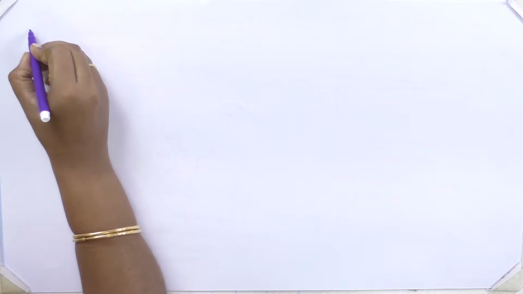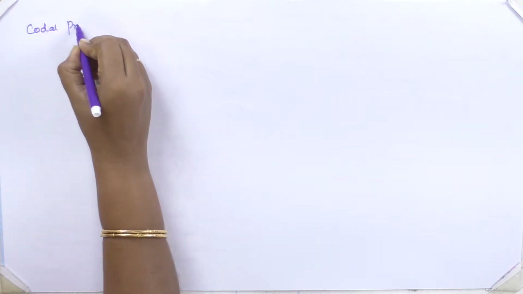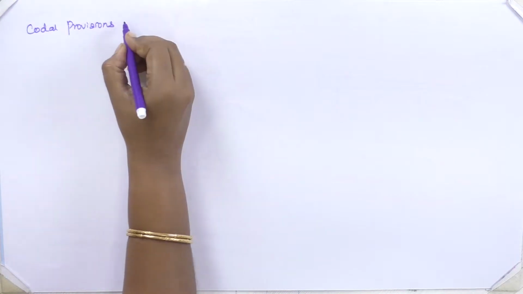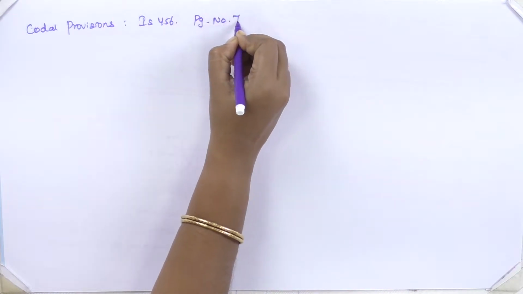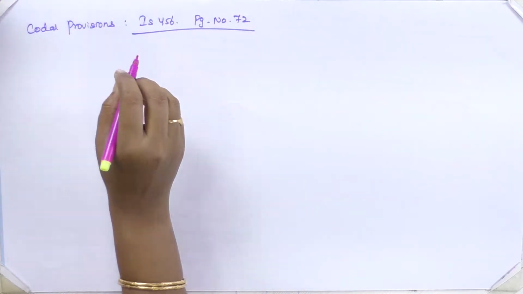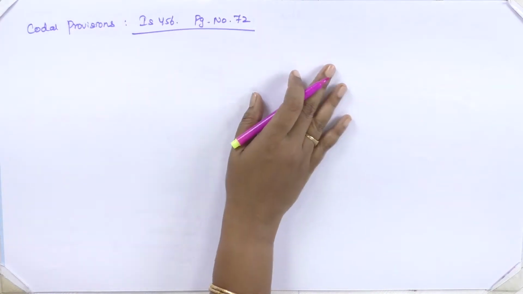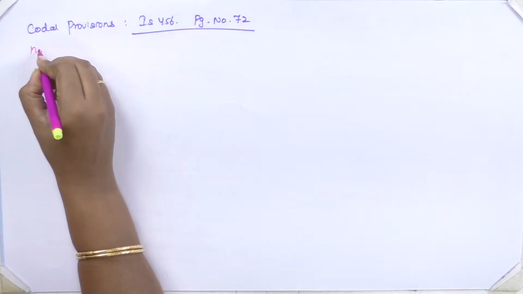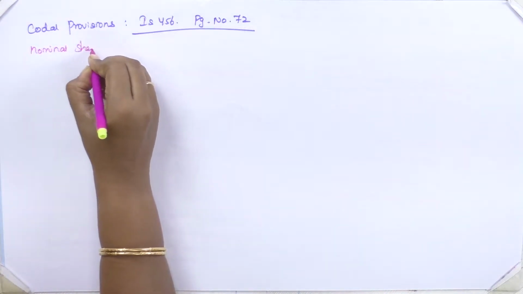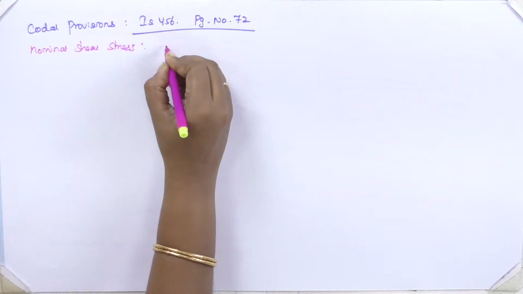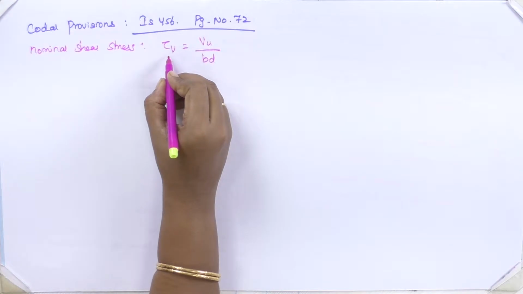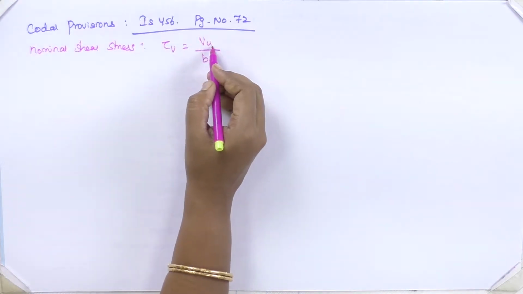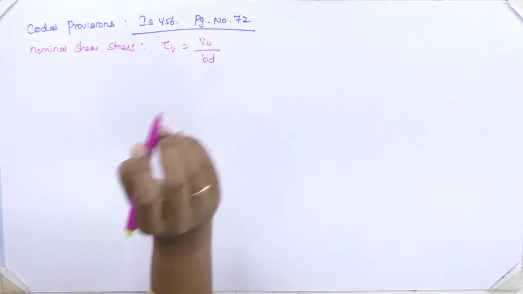Okay, let me have the codal provisions. Codal provisions, IS 456, page number 72. We need to go through some terminologies related to shear. This is nominal shear stress. Tau V is equal to VU divided by BD. This is the nominal shear stress across my section. VU is nothing but shear force due to design loads, that is ultimate load, divided by the breadth of your section.